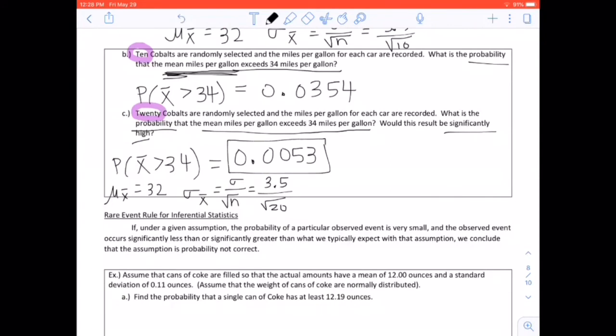The second question for this problem says, would it be significantly high? And the answer is yes. The reason is that the probability that X bar is greater than 34 is really small. Really small means that it is less than 0.05.